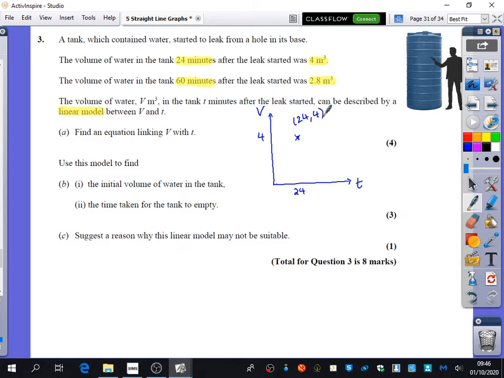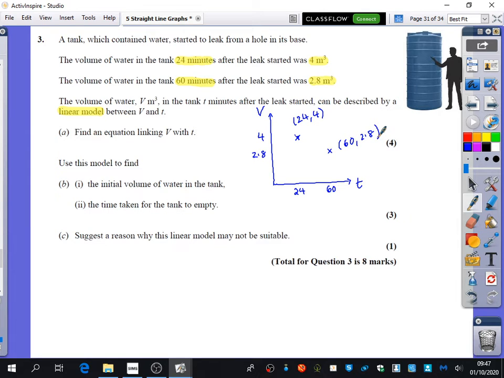And then the volume of water in the tank 60 minutes after the leak started was 2.8. So again, it's just a sketch. It doesn't need to be in the perfect, best space, just roughly where it should be. It's now come down here to 2.8. So this coordinate is 60, 2.8.